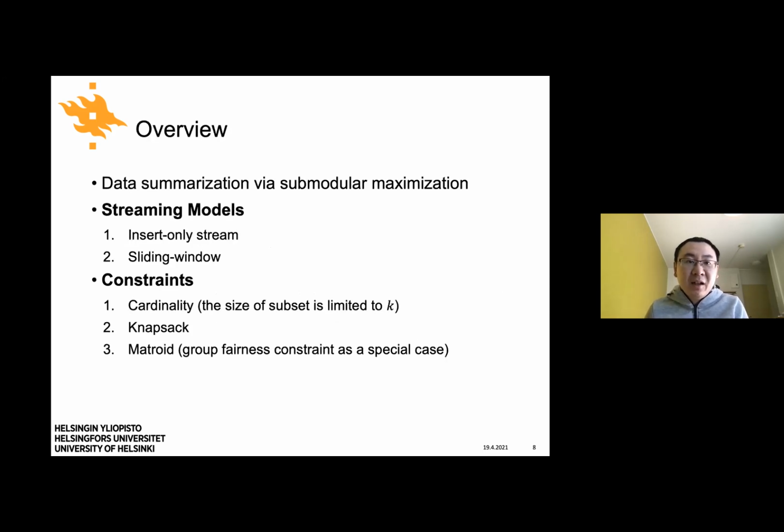So the main topic of this talk is to perform data stream summarization via submodular maximization. We will cover different streaming models, including both the insert-only stream model and the sliding window model. And we will consider different constraints for the summarization tasks, from the simplest cardinality constraint, which restricts the size of the subset to be at most k, to more complex knapsack and matroid constraints. Here, for the matroid constraints, we consider the group fairness constraint as a special case.